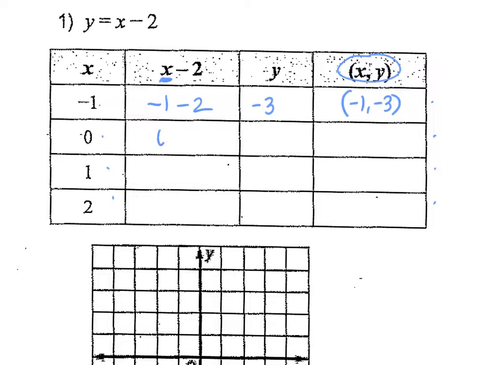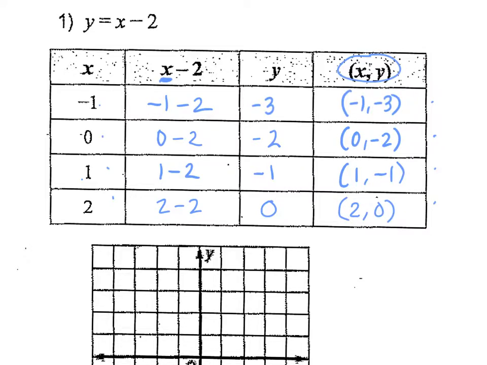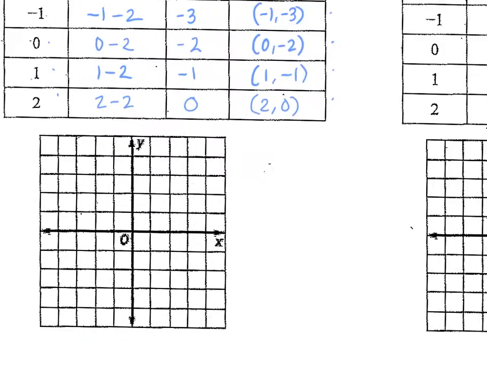Then the next one, plug in 0 for X, so 0 minus 2 is -2. So the next point we could plot would be (0, -2). Then the next one, I'm going to plug in 1. 1 minus 2 is -1. Then on the last one, 2 minus 2 is 0.